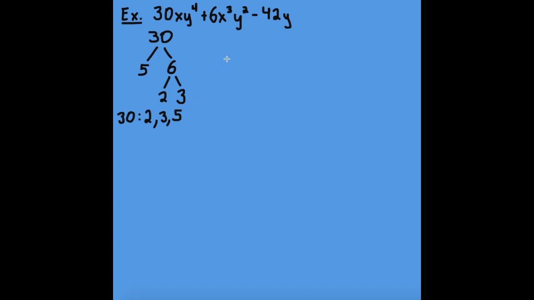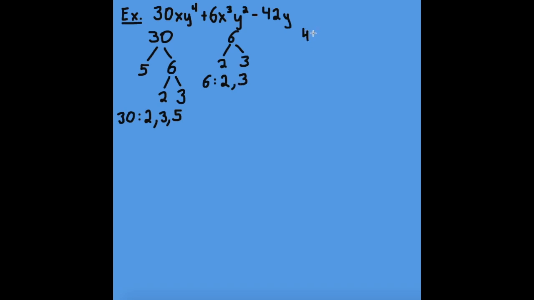Now, let's look at 6. 6 can be broken down into 2 and 3. Since 2 and 3 are prime numbers, they cannot be broken down any further. So the prime factors of 6 are 2 and 3.